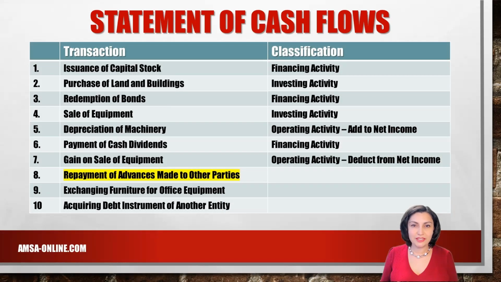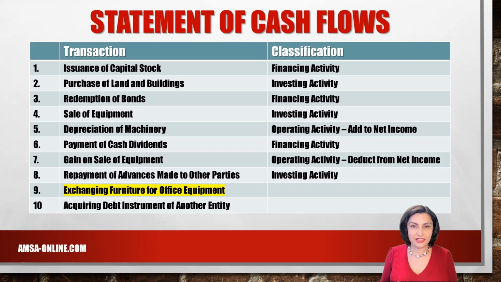The next transaction is a repayment of advances made to other parties. Giving advances to other parties is not a part of the business's usual operating activities. Advances are usually recorded as other assets. When advances are paid back, the cash inflow is classified as an investing activity. Note that investing activities will not include loans and advances made by a financial institution, which are liabilities for the company.